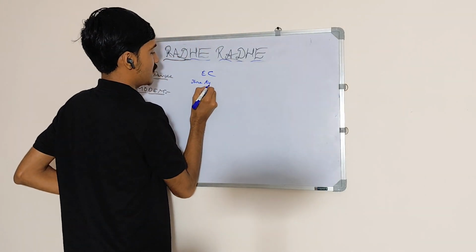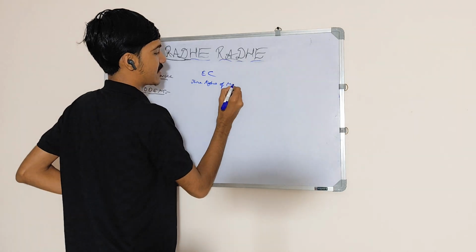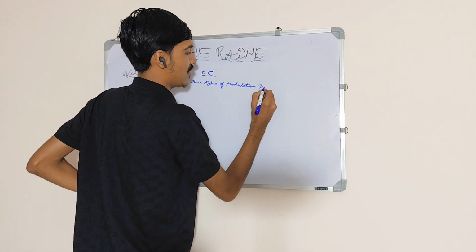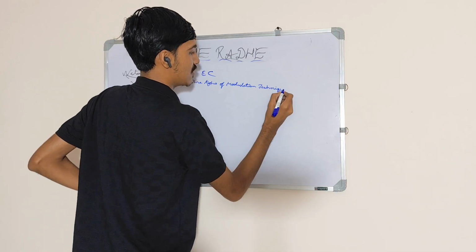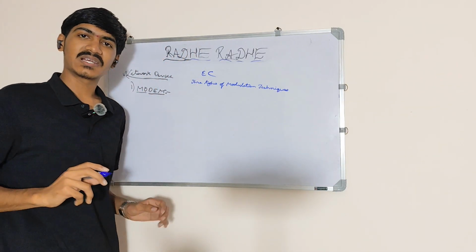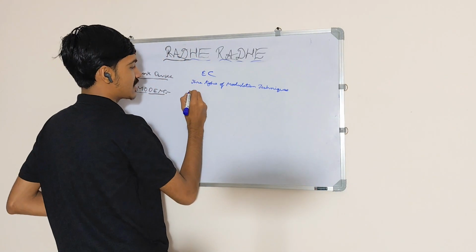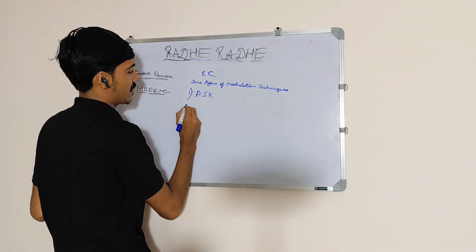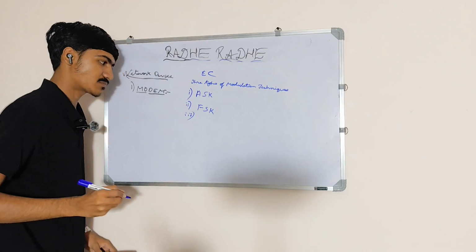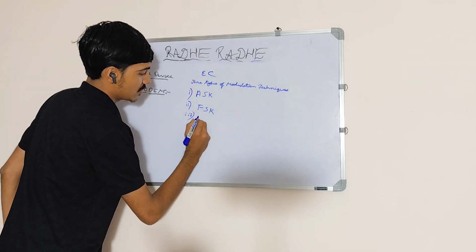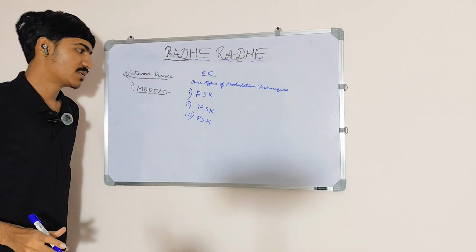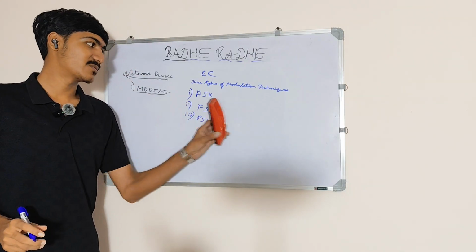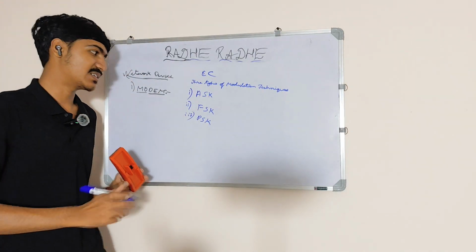What are the three types of modulation techniques? For knowledge, you must know. There are three techniques for modulation: ASK, FSK, and PSK. These are the three techniques which are used to modulate a digital signal.